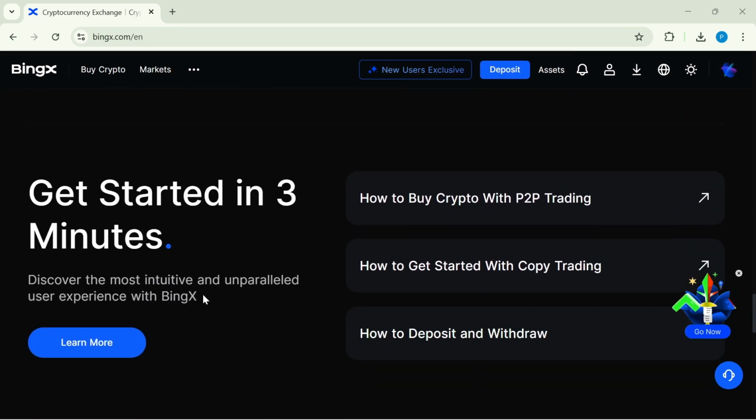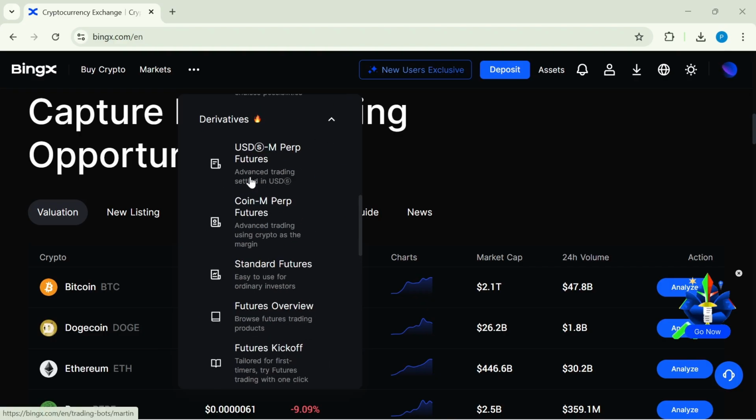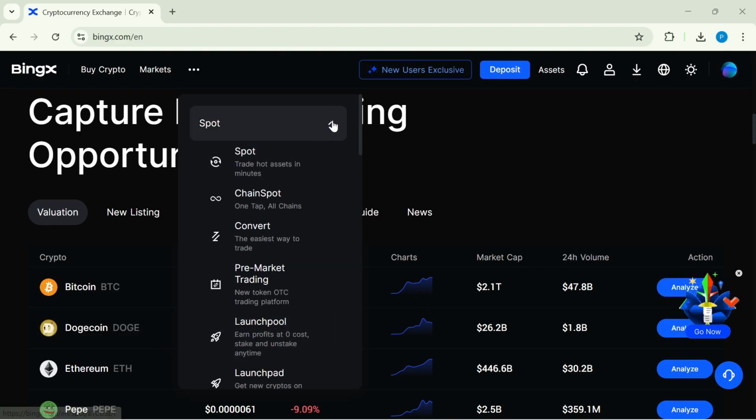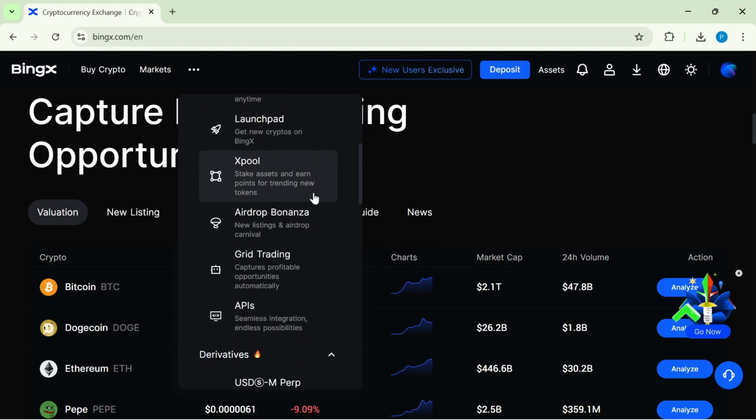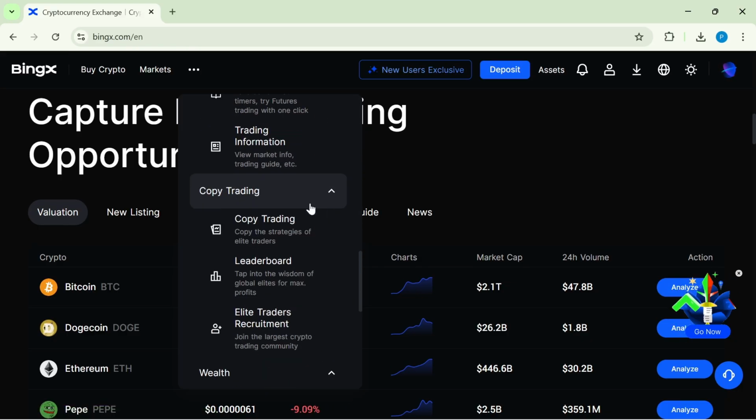Let's set the stage. BingX positions itself as an all-in-one venue. Spot and futures trading, copy trading to mirror experienced strategies, and a web and mobile experience that tries to be clean enough for newcomers, but robust enough for day-to-day traders.